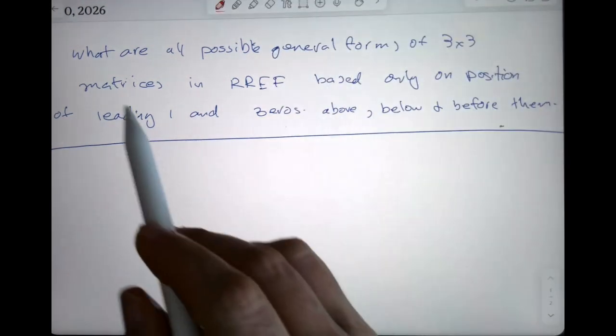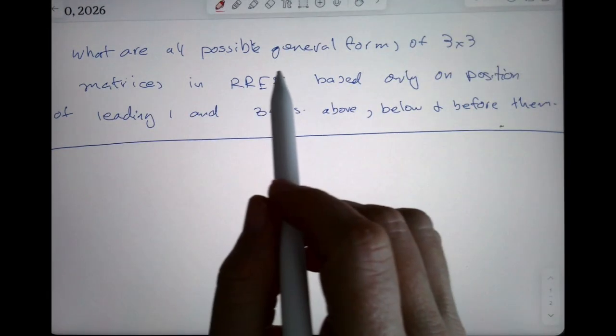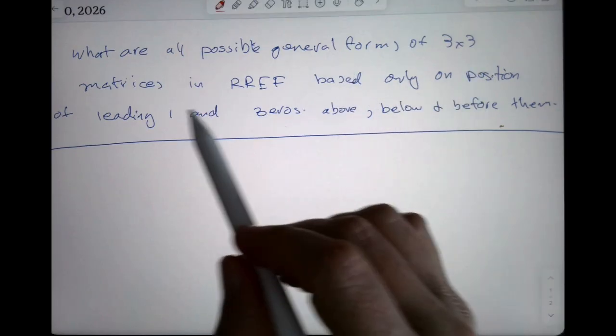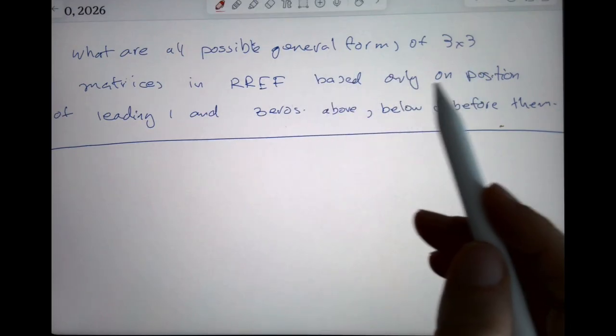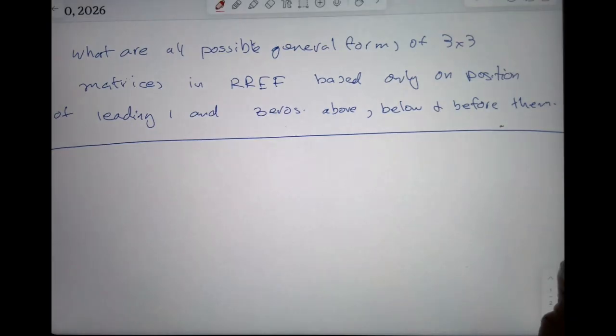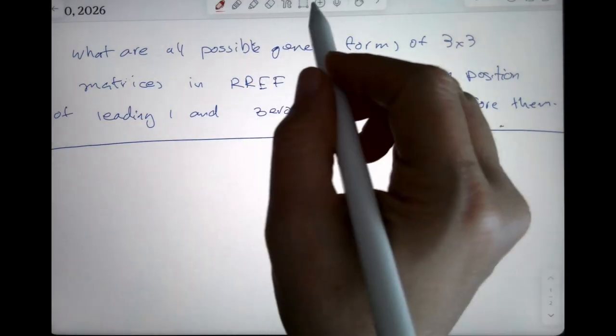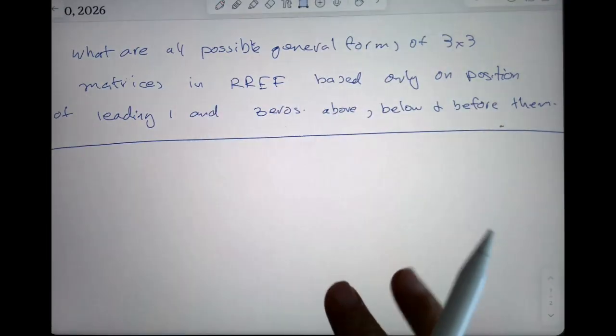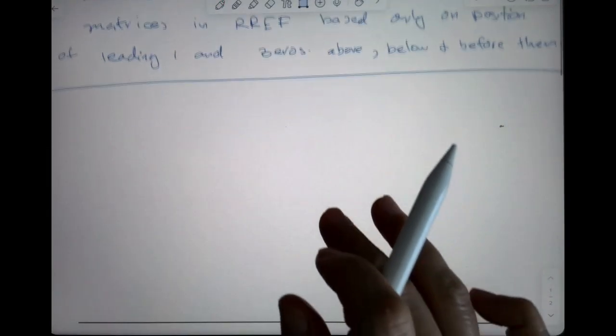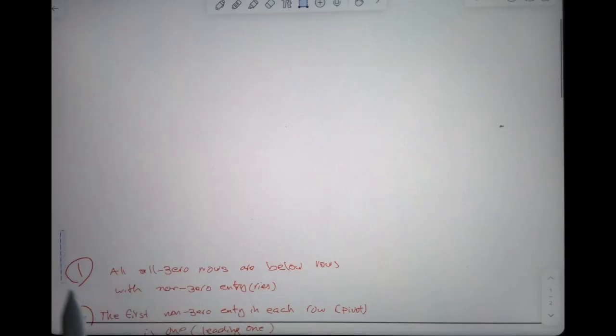So we want to see what are the possible general forms of 3 by 3 matrices in a reduced row echelon form based only on position of leading one and zeros above and below and before the leading ones. So there are a few rules for reduced row echelon form. We kind of need to review that.